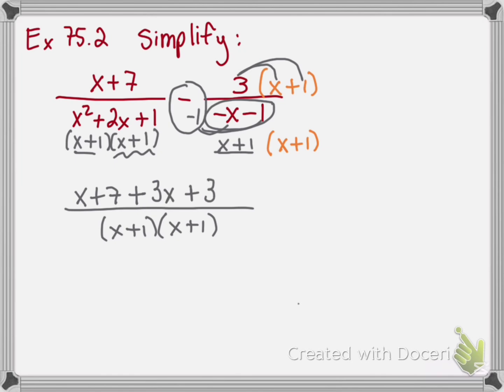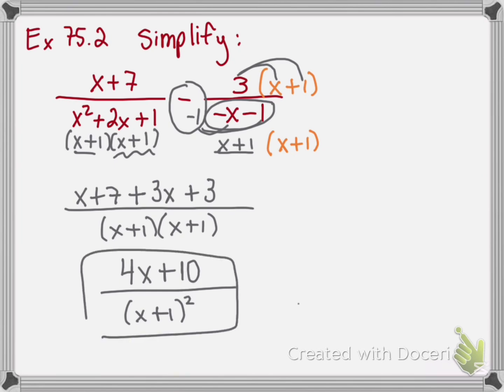And again, we combine like terms. 3x plus x is 4x, and 7 plus 3 is 10. Over the denominator that we have, which in this case, since it is the same denominator, I can write it two times, or I can put it squared. And that's our answer. Notice that if you forget this step about changing the sign, then you would end up with a negative here, and that would change your final answer. So be careful with that.